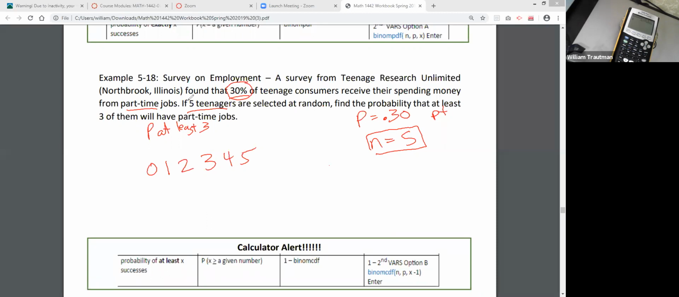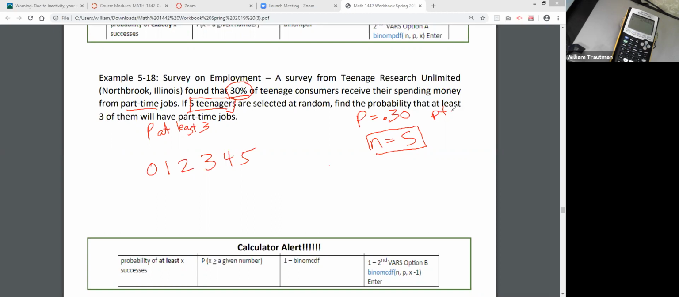We're asking 5 people. You can't have 6 people because you have 5 teenagers and you're asking them, do you have a part-time job? 5 could say yes, 4 could say yes, 3, 2, 1, or no, 0 could say yes. Okay, but the hard part here is trying to figure out at least 3.